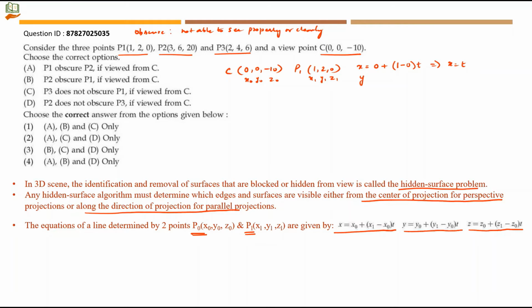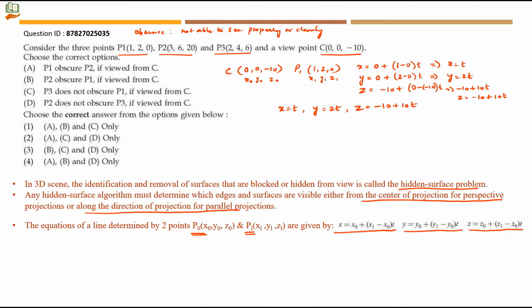t. Then we have y. y0 is 0 plus y1 is 2, 2 minus 0 into t. Y is equal to 2 into t. Then we have z, minus 10 plus 0 minus of minus 10 into t. This will be minus 10 plus 10t. So z is equal to minus 10 plus 10 into t.